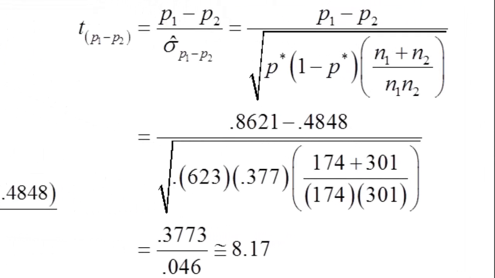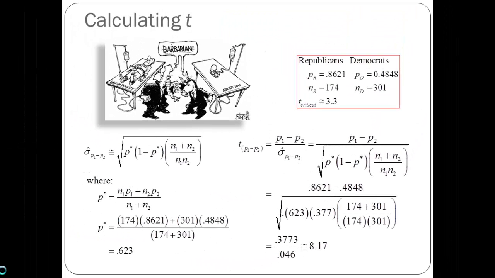The numerator is simply the difference of the proportion of Republicans and Democrats who favor capital punishment, and then all the other numbers are taken right out of the table above. And I get a T statistic of 8.17. My T critical was 3.3. 8.17 exceeds that value, and so I'm going to reject the null hypothesis and conclude that when it comes to capital punishment, there's an ideological gap between people who are identified as strong Republicans compared to strong Democrats.